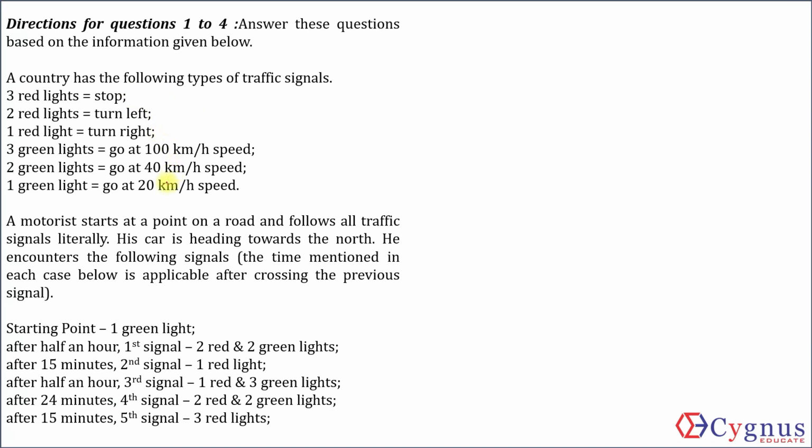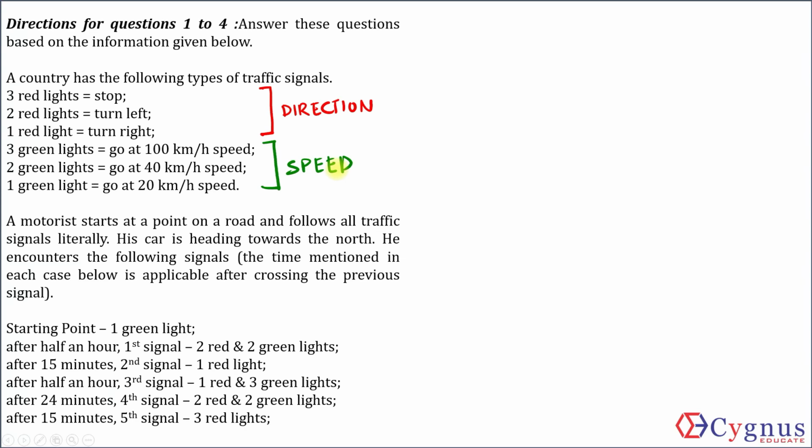Green lights: 3 green lights means a driver should go at 100 kilometers per hour, 2 green lights means 40 kilometers per hour and 1 green light means 20 kilometers per hour. So essentially all red lights are related to direction, whereas all green lights are related to speed. Fair enough. A motorist starts at a point on a road and follows all traffic signals literally.